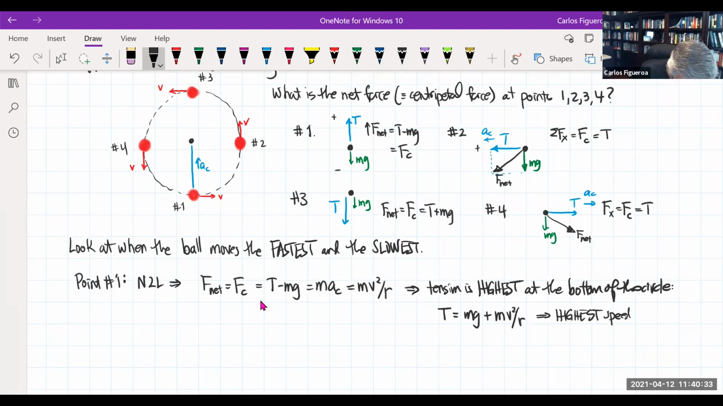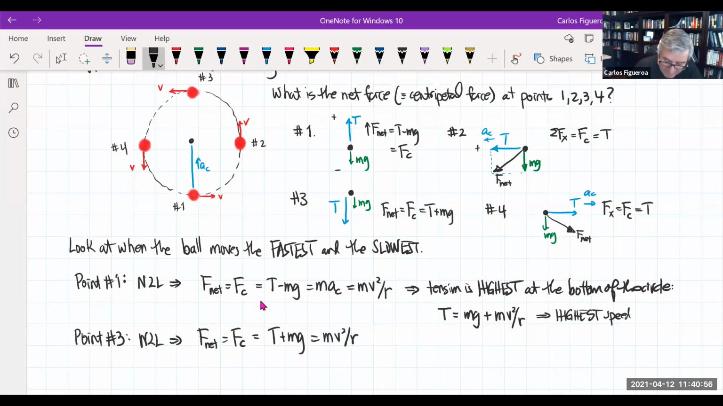I want to do the exact same thing with point number 3 here. And when you look at N2L, the net force at point 3, which is also the centripetal force at 3, is then going to be tension plus mg. And of course, this will be mv squared over r. So now look at what the tension is.